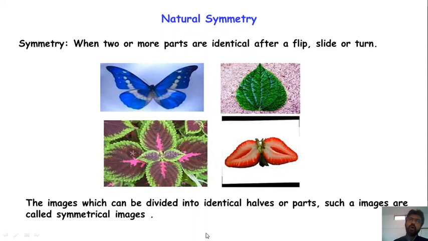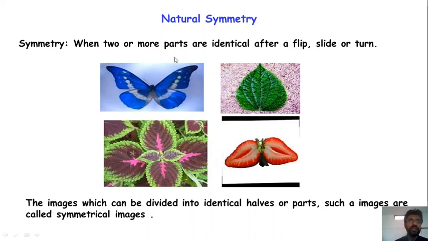When two or more parts are identical after a flip, slide or turn, then we can say that there is symmetry. In this universe we can see a number of examples of symmetric operations. Take one example: the butterfly.